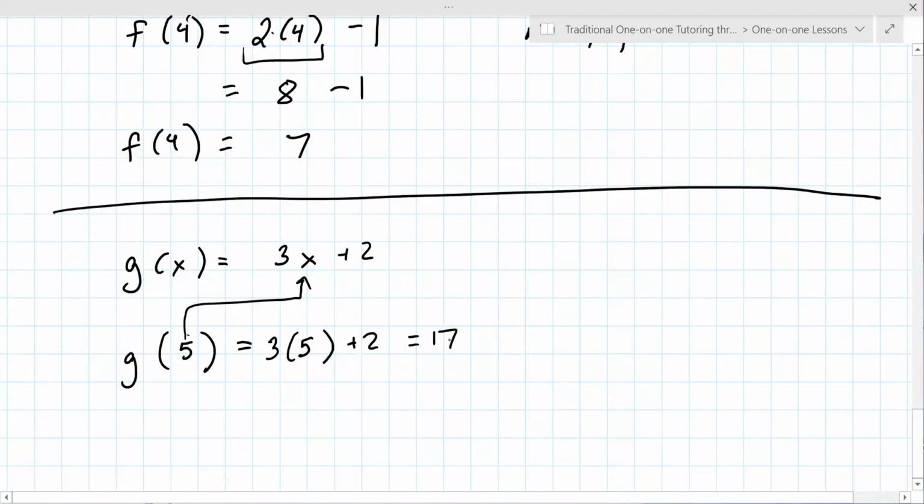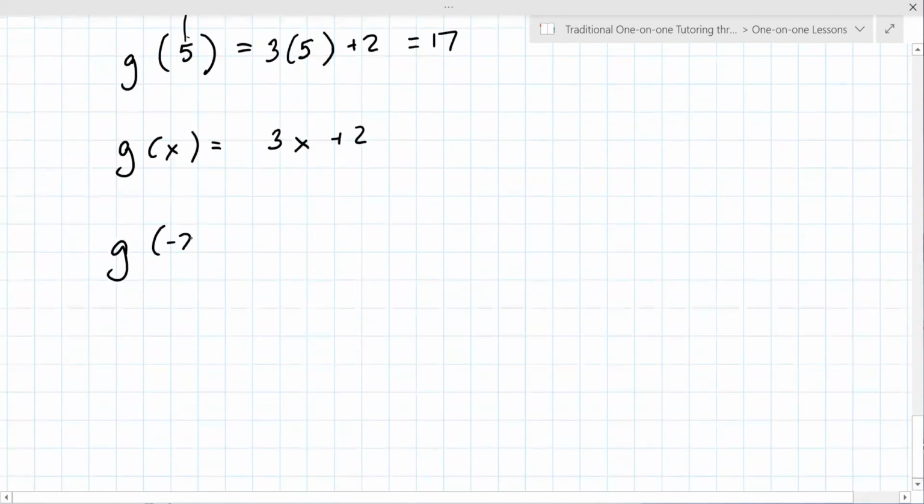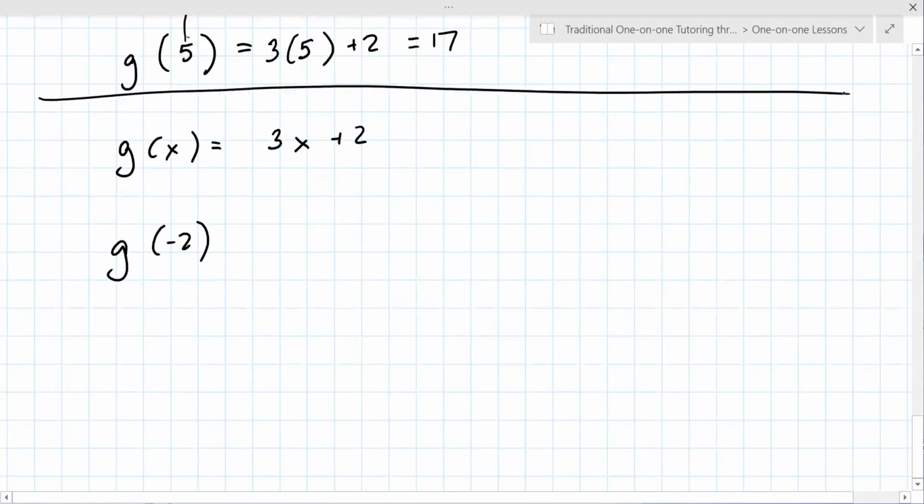Okay, so let's take the same function here. And this time, I want you to find g of -2. So this time you're putting -2 in for x. You're still multiplying, but you're going to put -2 in for x. So give that a try, please.